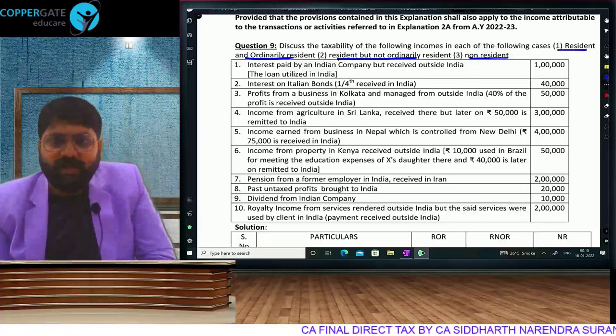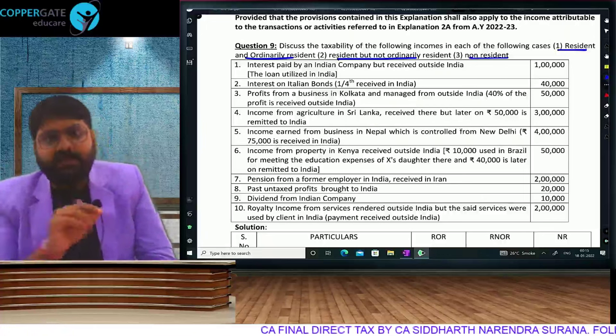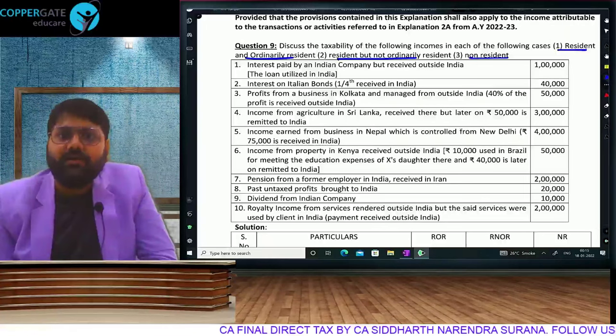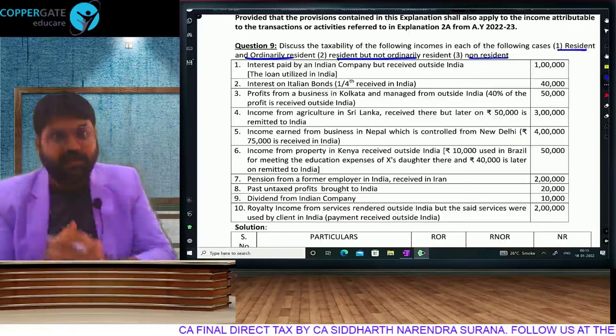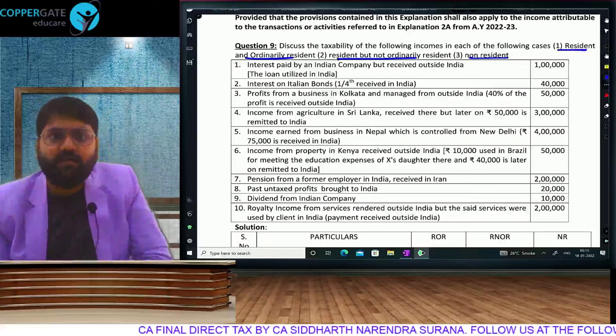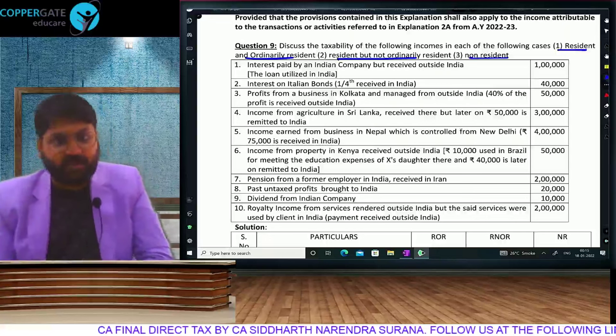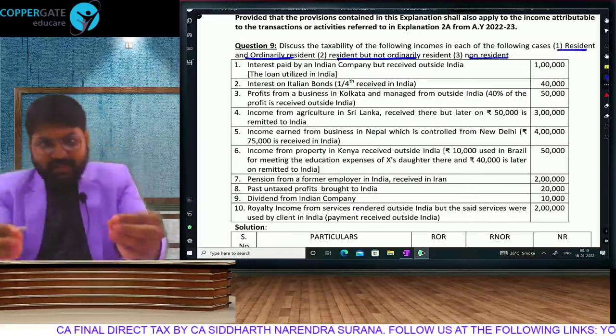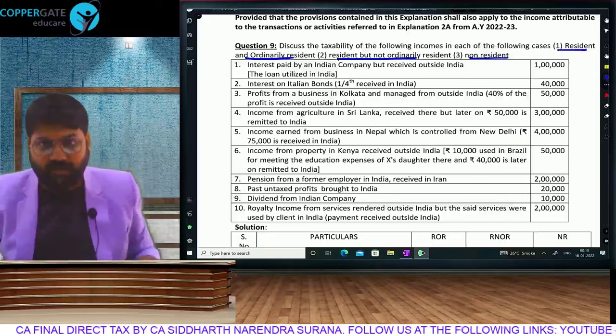For example, if it is Indian income, then it will be taxable for all three. If it is foreign income, then it will be taxable only for ROR. RNOR only if controlled from India. So whatever is discussed in scope of total income, you have to decide.